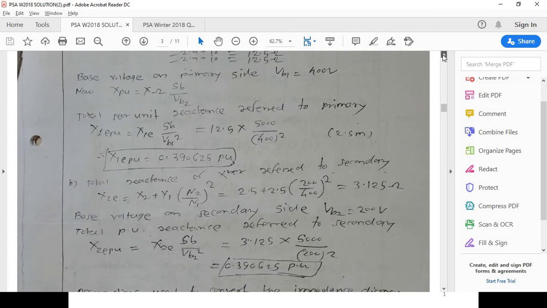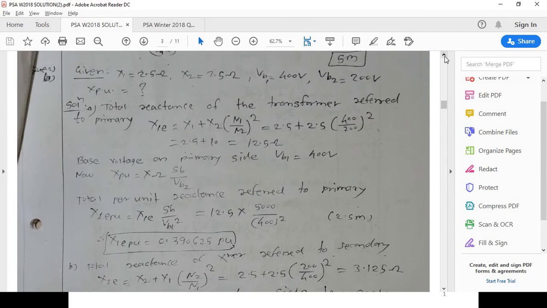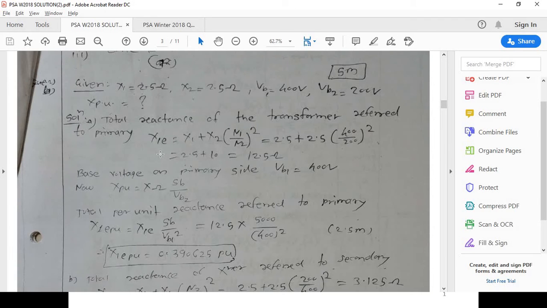So what is the given data as per the example? In the exam they have given the primary and secondary leakage reactance. So here we denote the primary leakage reactance by X for reactance, and X suffix 1 denotes the leakage reactance on the primary side. X1 is equal to 2.5 ohm. And X suffix 2, X2, denotes the leakage reactance on the secondary side, which is the same 2.5 ohm.